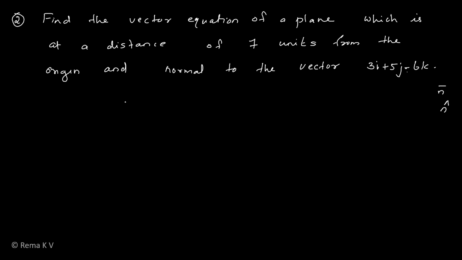So we have to write the corresponding unit vector. First let us write this as 3i plus 5j minus 6k. Let us find the normal unit vector to this. What about the magnitude of this vector?